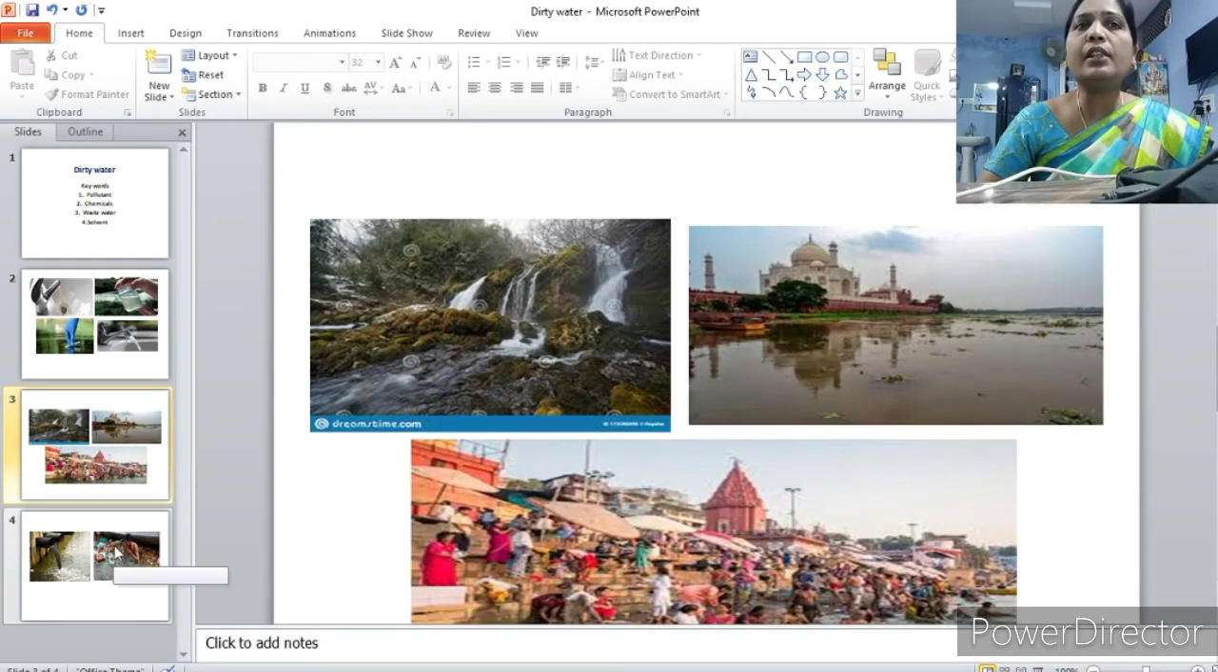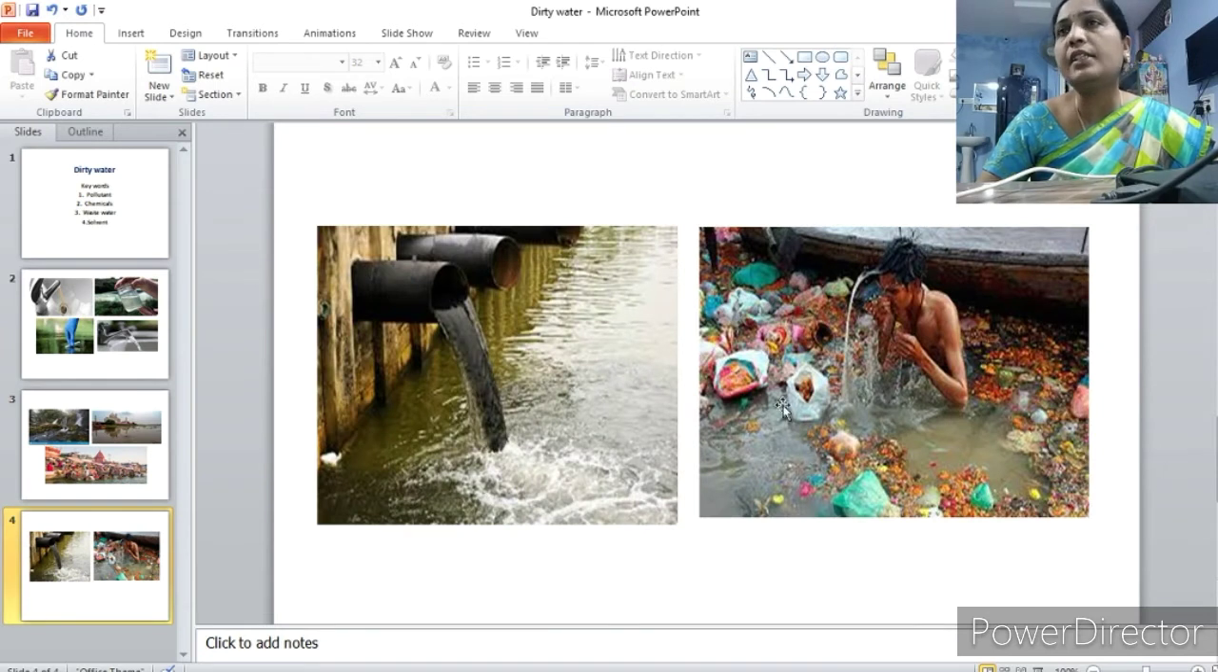And also picnickers. Some people go for a picnic near the river sources, sea sources. They eat all the snacks and they litter the water surroundings. They throw the packets after eating wherever they want.